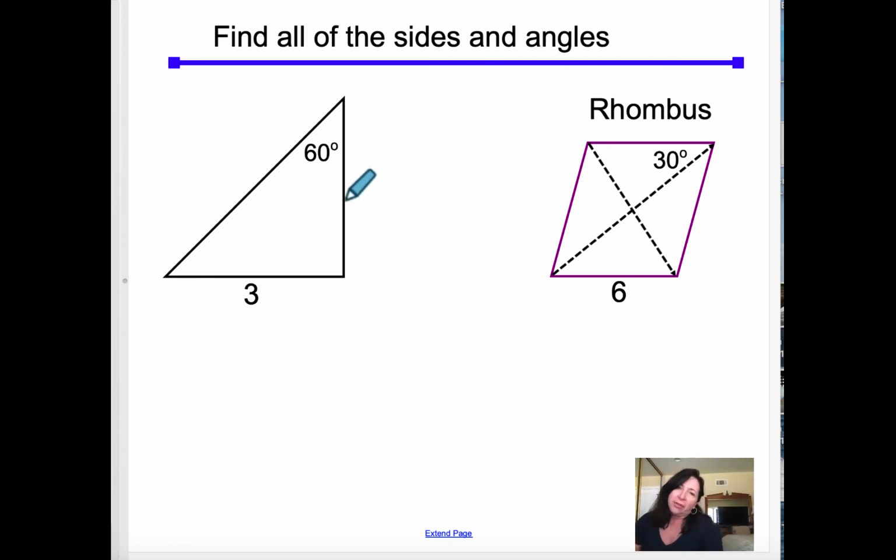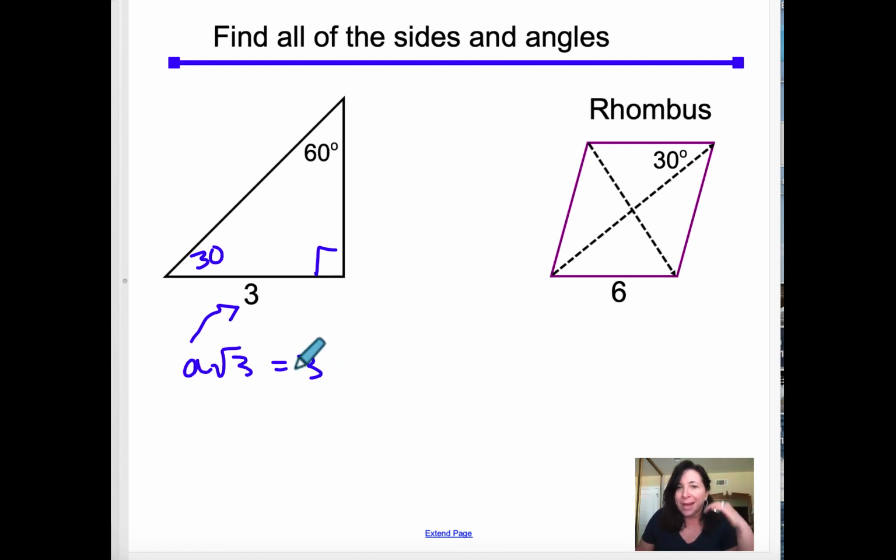Here we go. Find all this side. So here I actually have an angle, but I'm missing the right angle, but that's okay. 60, here's a 30. So across from the 60, now this is the trick one. Across from the 30 is a. Across from the 90 is 2a. But across from the 60 is a root 3. So what they're saying is that this value is equal to a root 3. So we're going to go a root 3 equals 3.